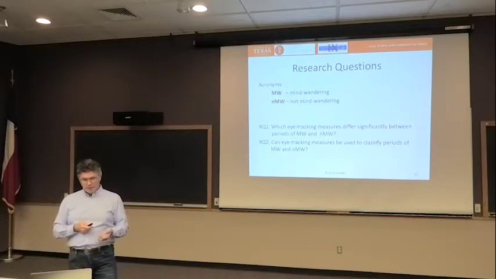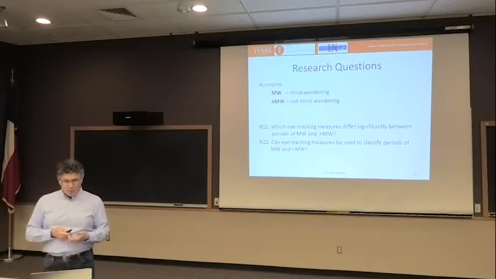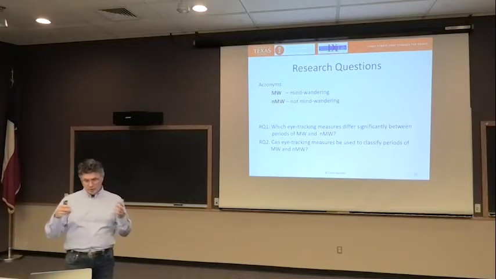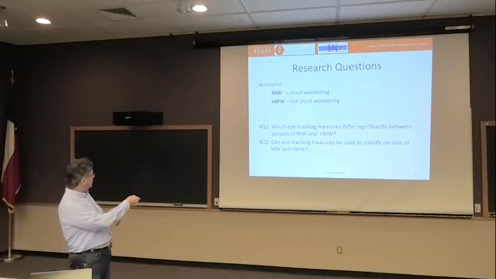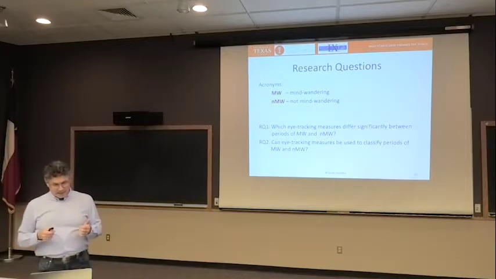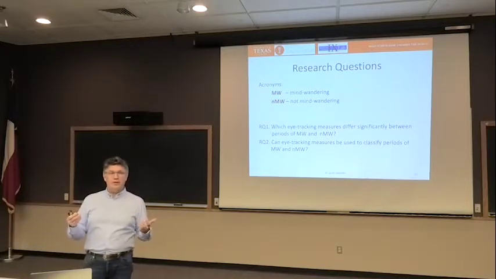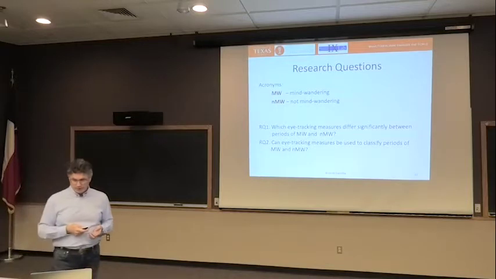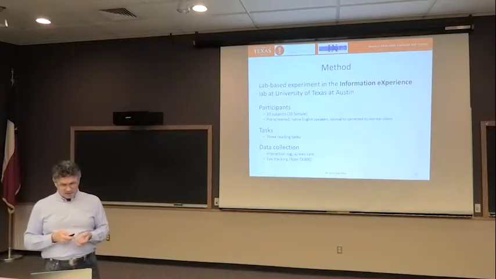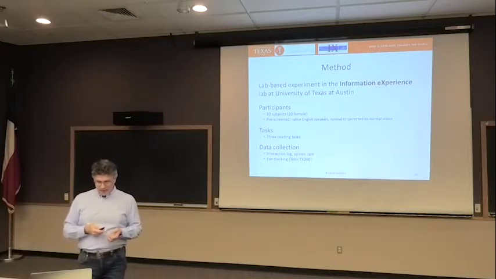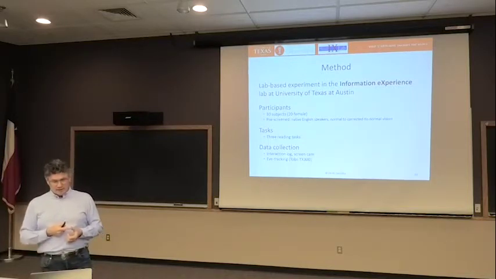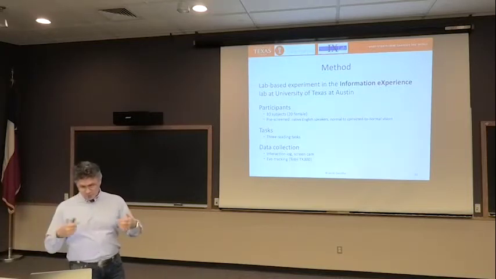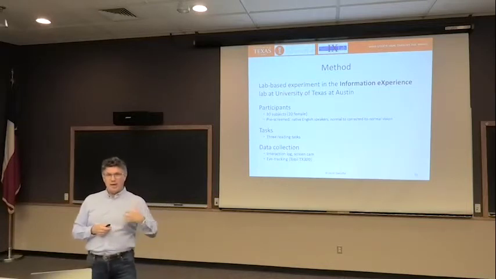So the research questions here were: which eye tracking measures differ significantly between the cases of mind wandering and not mind wandering? These are the symbols, the acronyms I'm using. And can we use these eye tracking measures to infer when a person is mind wandering? So that was a lab experiment, 30 people. They were all native English speakers and have normal or corrected-to-normal vision, so that we wanted to make sure that these don't affect how they are reading.